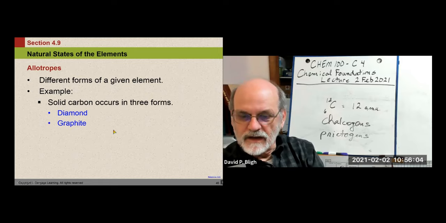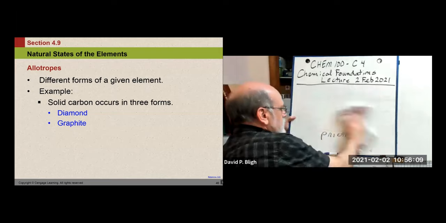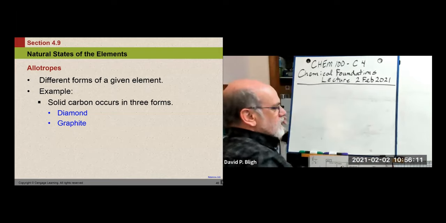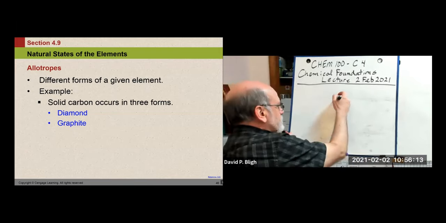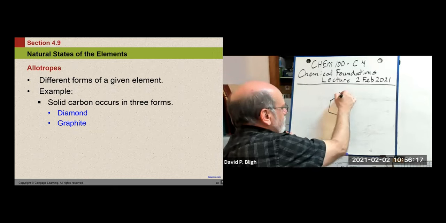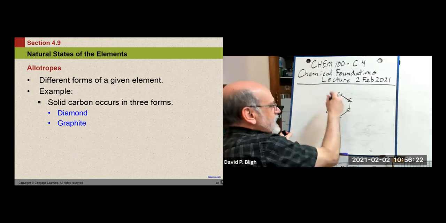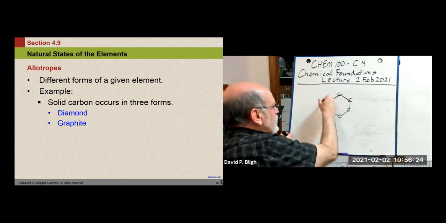Graphite. The carbons in graphite are bound as hexagons. And then each one of these is bound to another one.